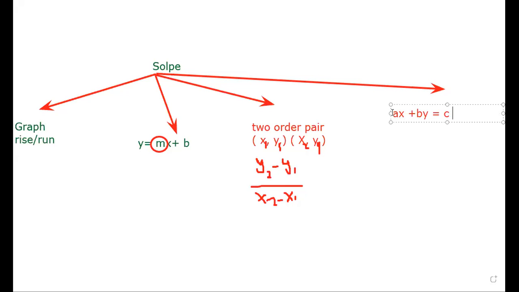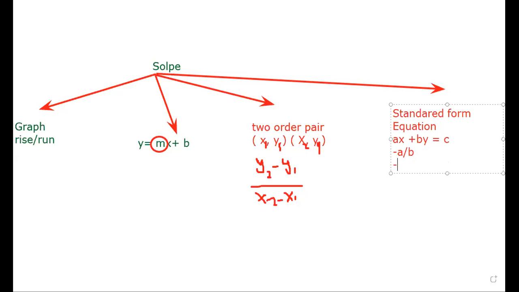And this equation is written in which form? This one is called standard form equation. And we can find the slope by negative a over b. Let me give you an example here.